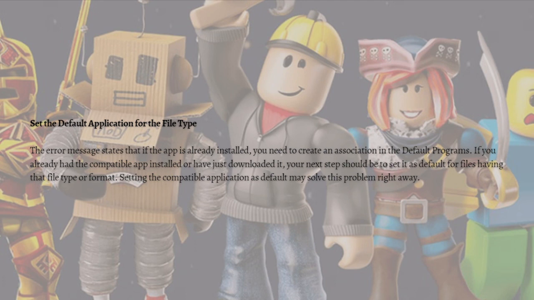So the error message states that if the app is already installed, you need to create an association in the default program. So if you already had the compatible app installed or have just downloaded it, your next step should be to set it as default for files having that file type or format. Setting the compatible application as default may solve this problem right away.